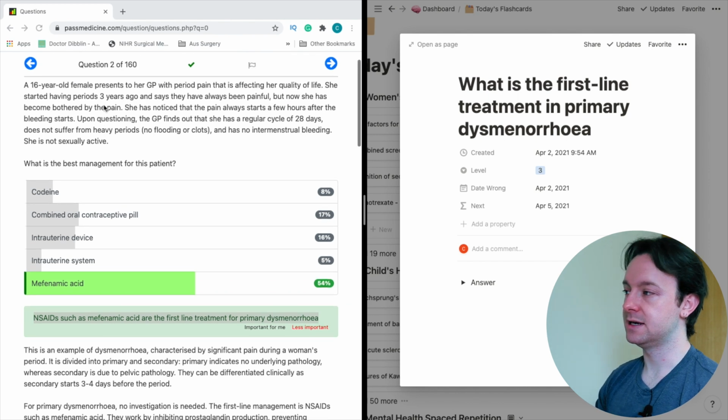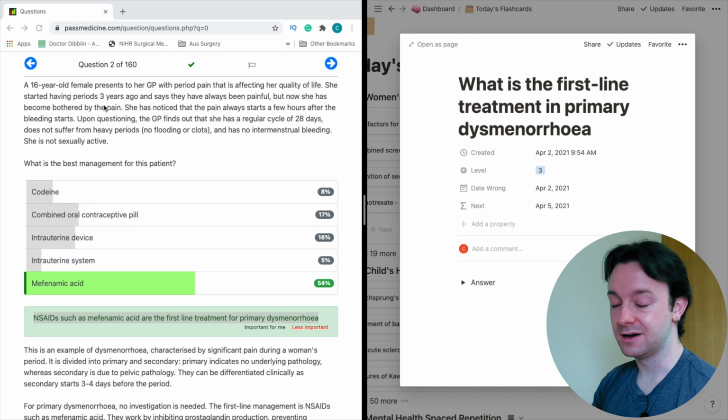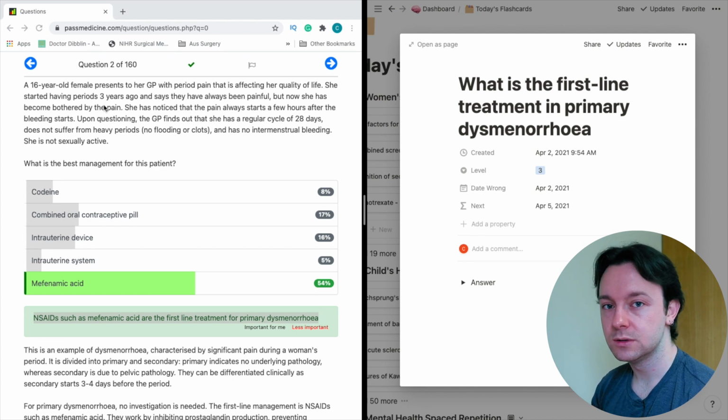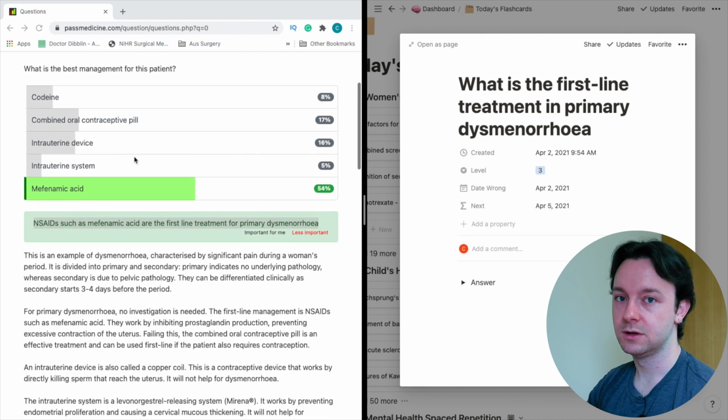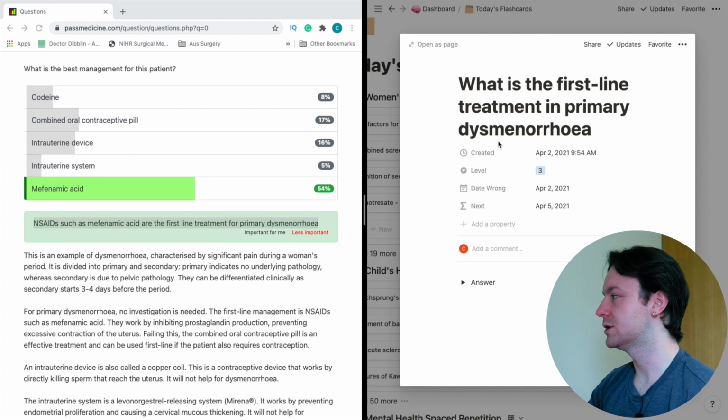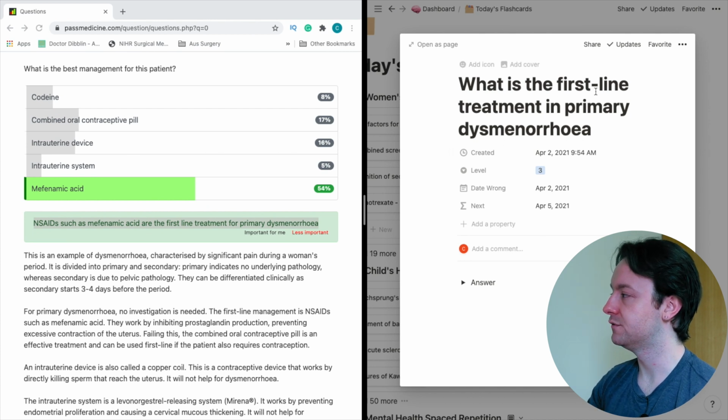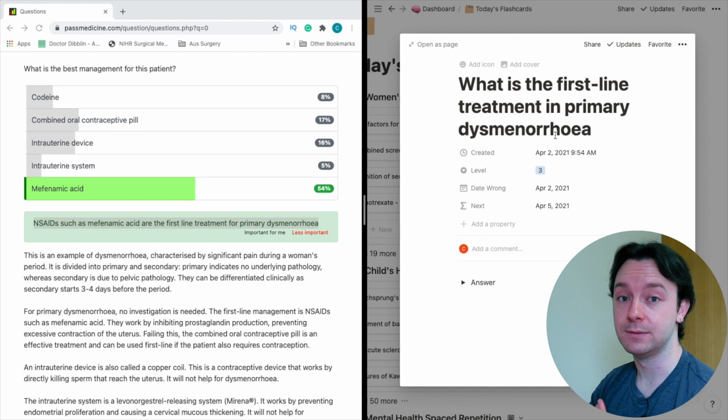This question on the left here is working my ability to understand this type of question. It's, you know, find out what they want from the question. But it's also working out how I can kind of deduce an answer that I don't necessarily know. Whereas the question on the right, this flashcard, what is the first line treatment for primary dysmenorrhea? That is just a fact. And that is something that I just need to be able to recall.